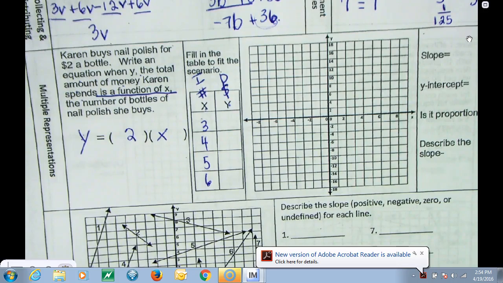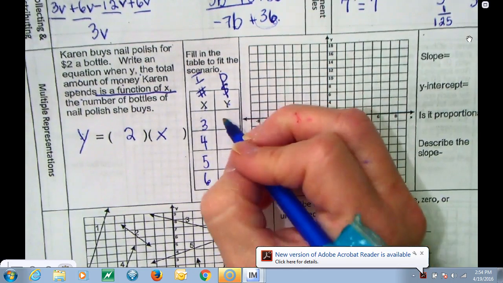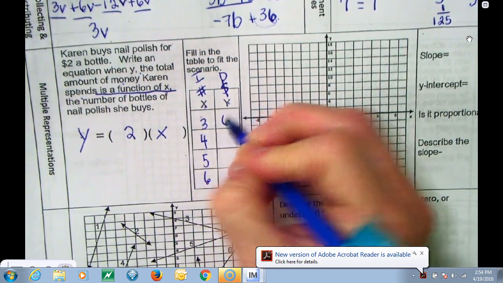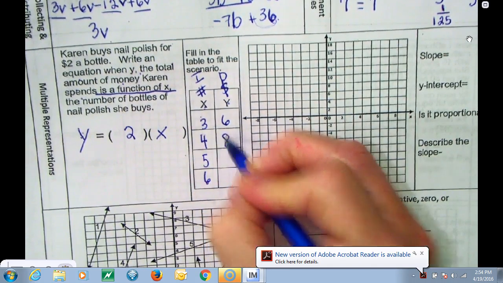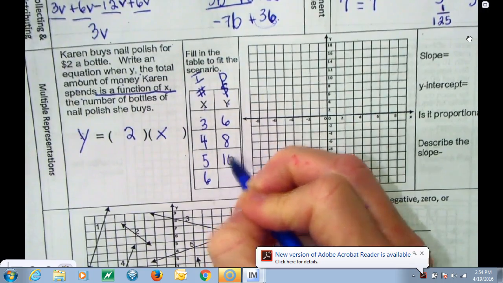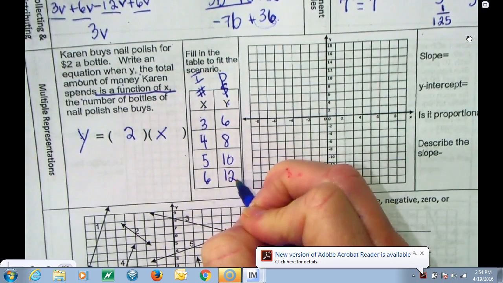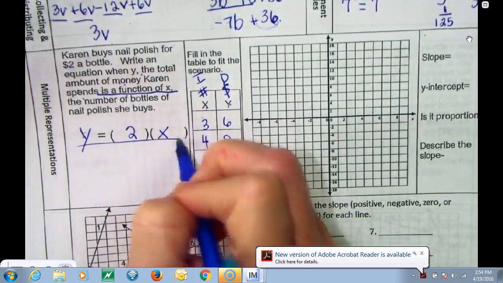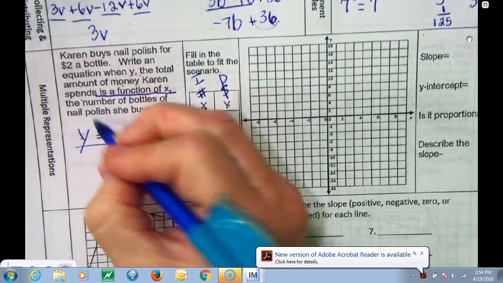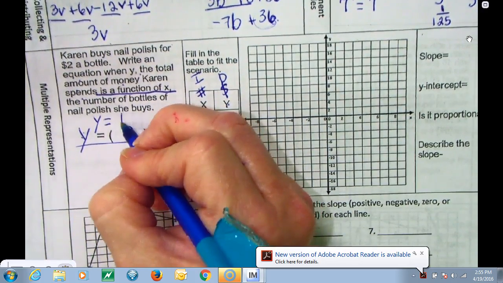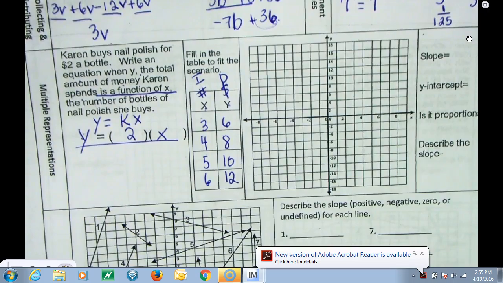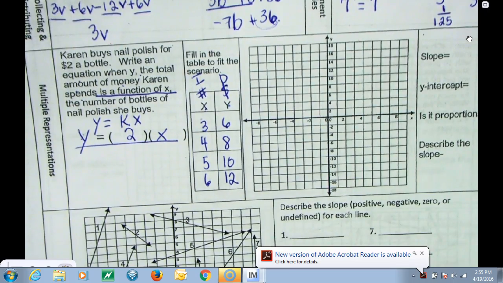So 3 times 2 is? 4 times 2 is? 5 times 2 is? 6 times 2 is? What form is this in? Y equals kx, right?